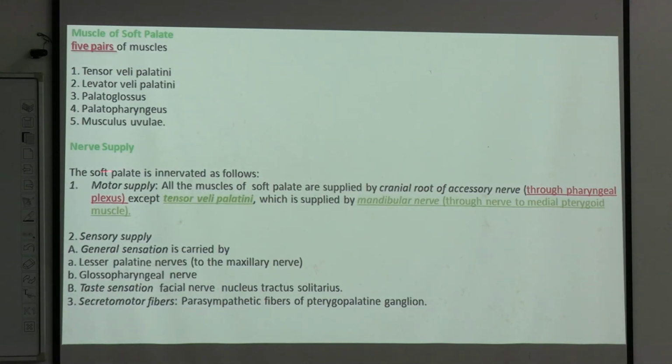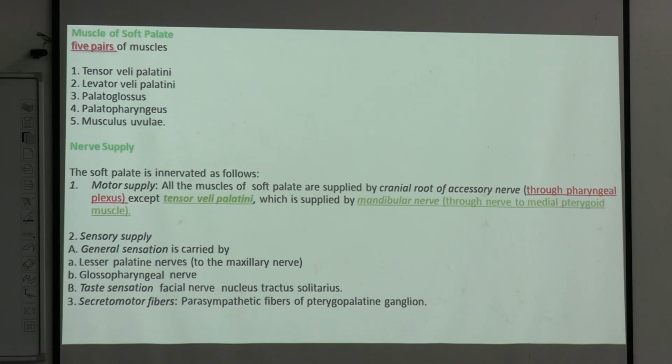All the muscles of this particular region of the palate are supplied by this plexus. We call it the pharyngeal plexus, which is contributed by the vagus branch and the cranial part of the accessory nerve. They innervate these muscles of the soft palate, except one, tensor veli palatini. This is developed from the first pharyngeal arch, so it has to be supplied by the mandibular branch of the trigeminal nerve.